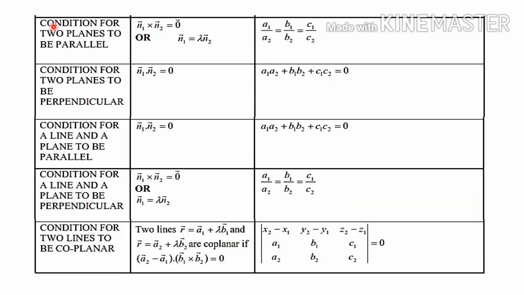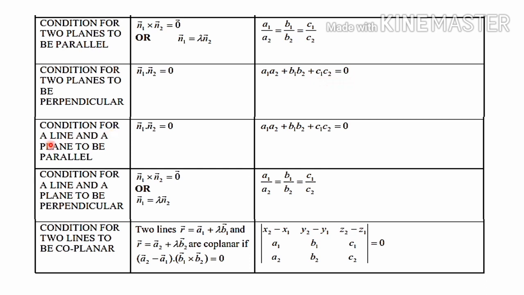Next, the condition for two planes to be parallel. When it is in vector form, vector n1 cross vector n2 is equal to 0 vector, or vector n1 is equal to lambda into vector n2. If it is in Cartesian form, a1 by a2 is equal to b1 by b2 is equal to c1 by c2. Next one is the condition for two planes to be perpendicular. In vector form, vector n1 dot vector n2 is equal to 0. In Cartesian form, a1 a2 plus b1 b2 plus c1 c2 is equal to 0.